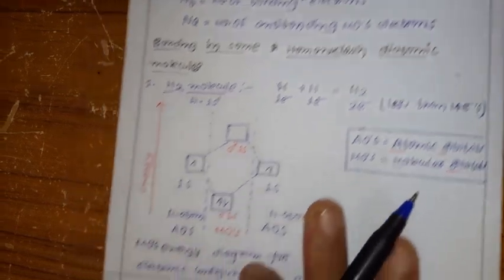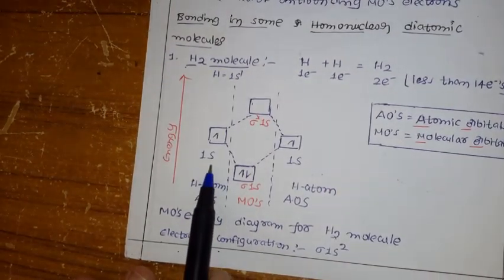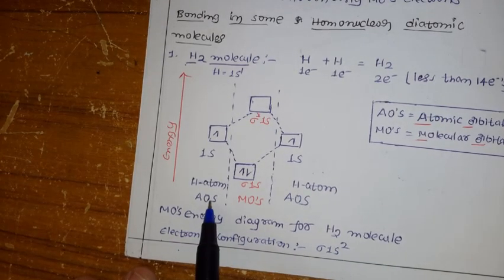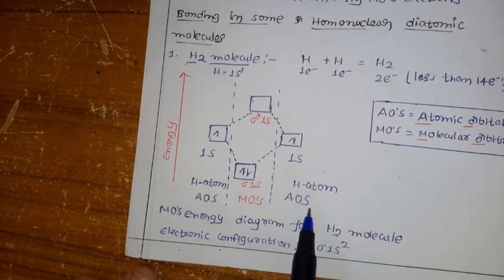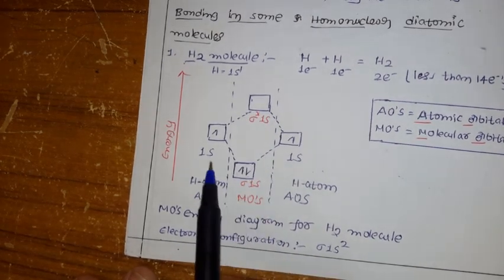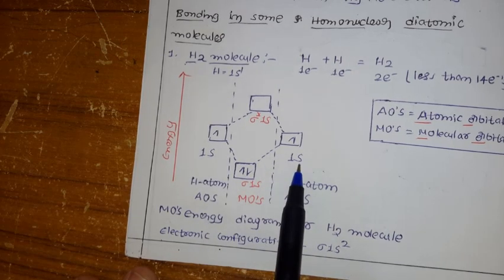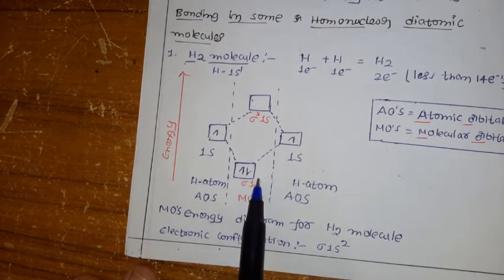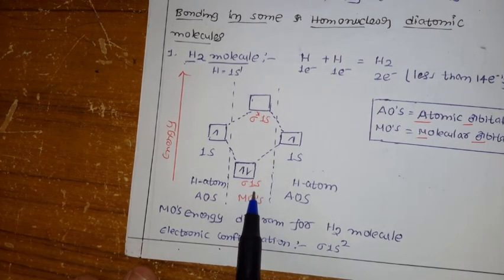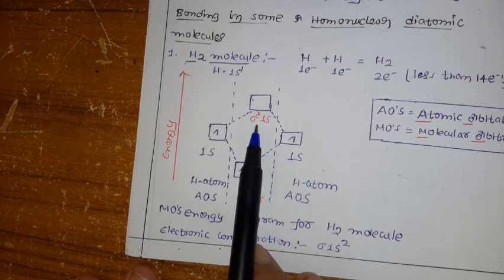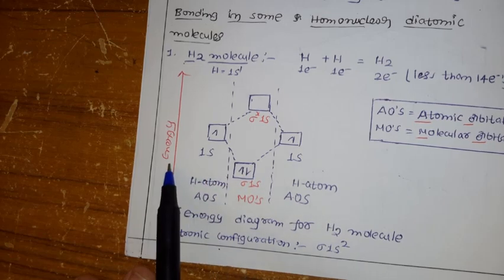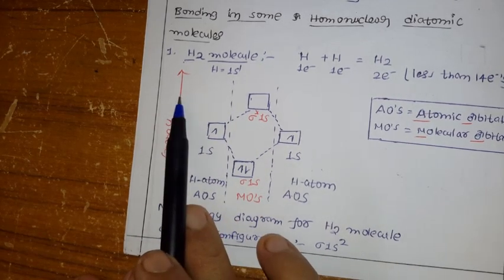Already we know hydrogen has only the 1s orbital; the atomic configuration is 1s1. So the atomic orbital of one hydrogen atom and the atomic orbital of the second hydrogen atom are going to give two molecular orbitals, because 1 plus 1 is 2. One is bonding and the other is antibonding. The bonding molecular orbital is sigma 1s and the antibonding is sigma star 1s. Bonding should have less energy, antibonding should have more energy.